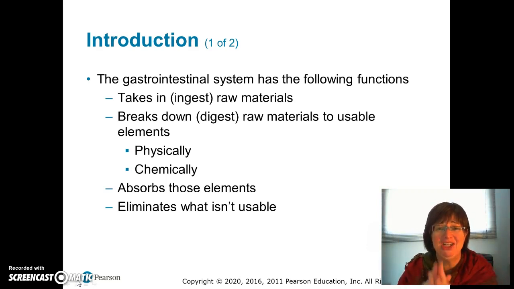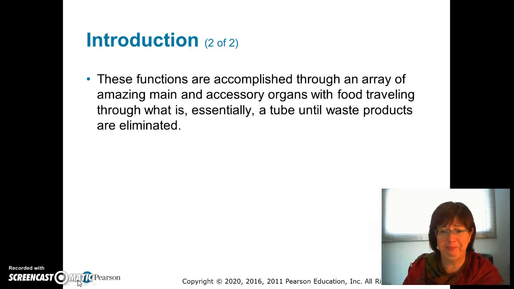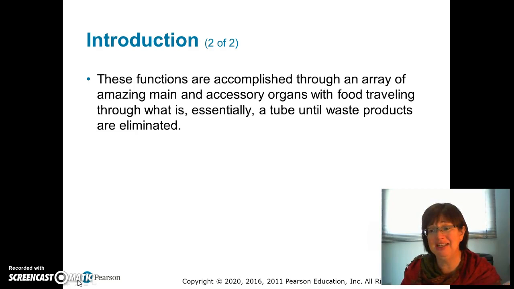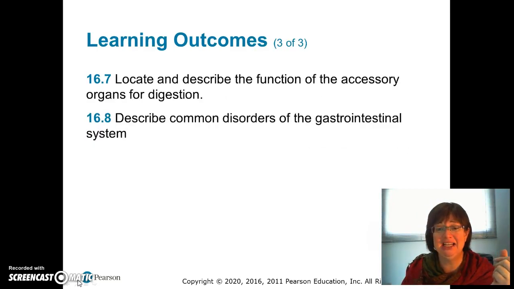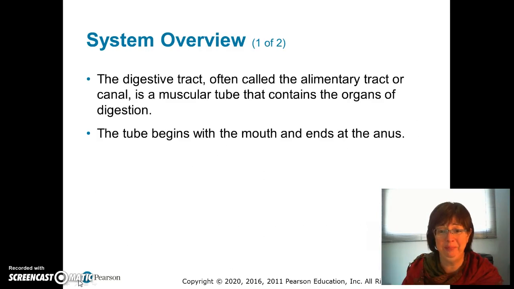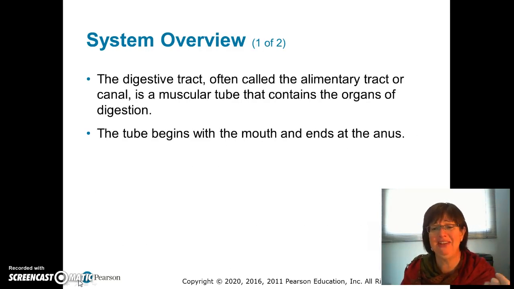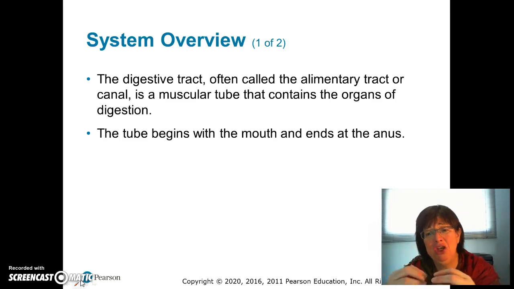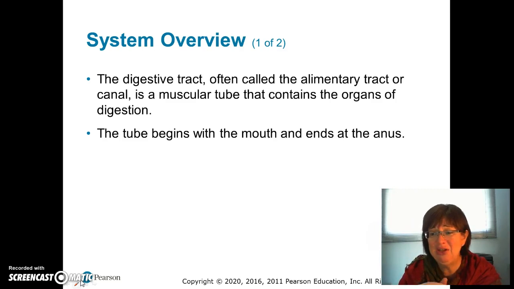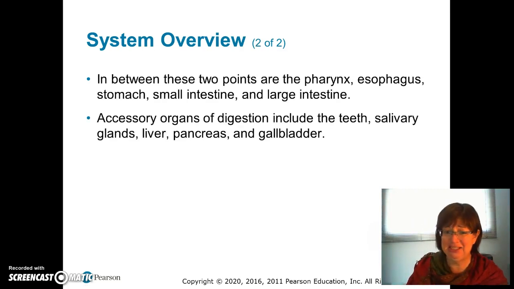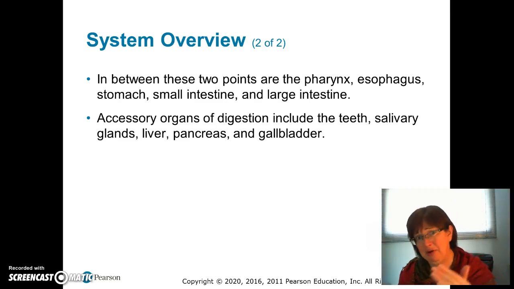Now, when you're looking at the digestive system, look at it as a tube within your body. So anything that's in your gut is not really in your body until it's broken down and absorbed through the wall. You have an array of main organs and accessory organs. The whole idea of the digestive system is to use muscles to break down food and then enzymes to digest it, and the tube begins at the mouth and ends at the anus. In between these points, you have lots of parts, which we'll look at.